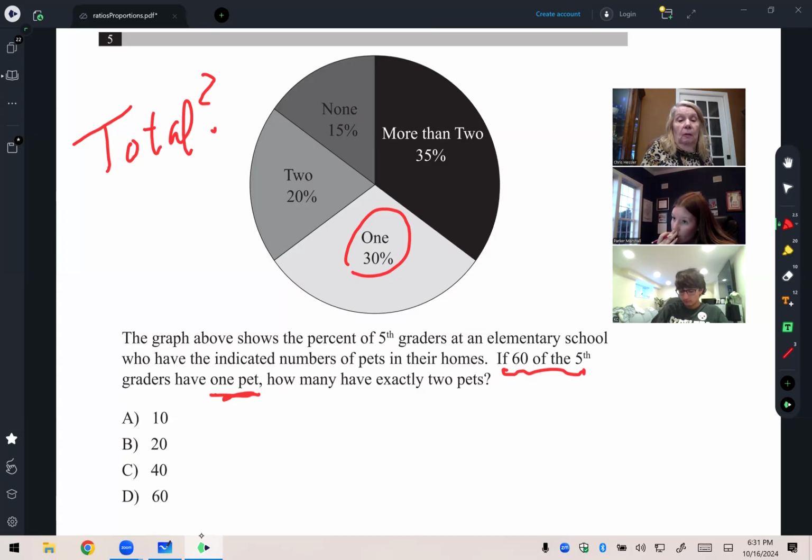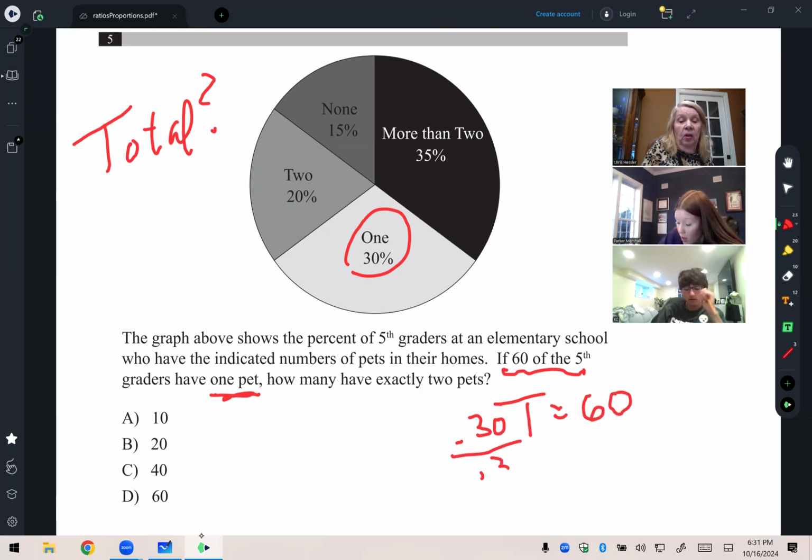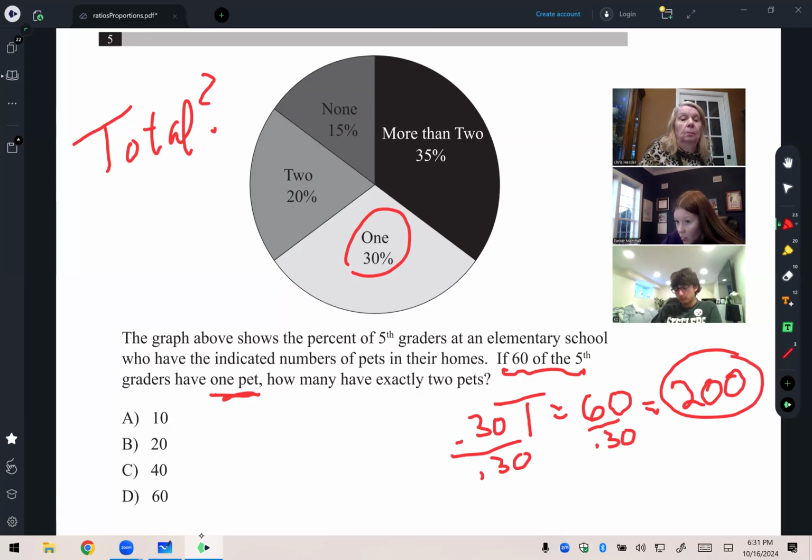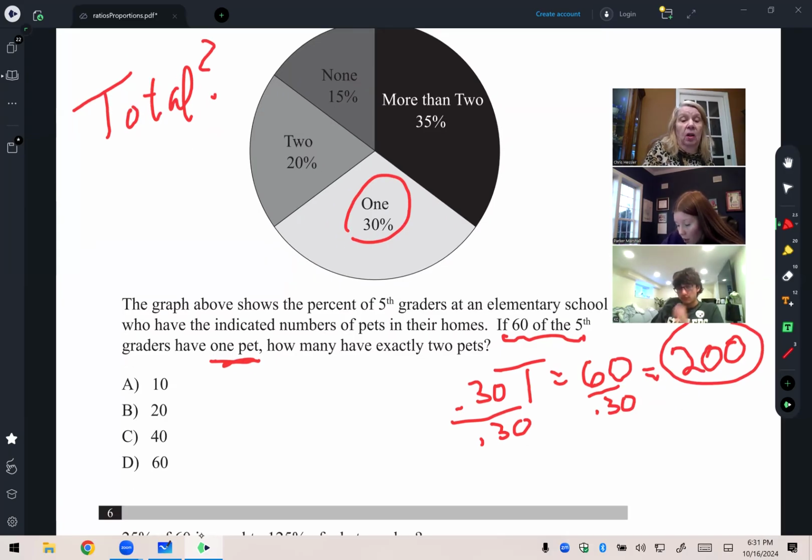So 30% of the total is 60. And I divide by 0.30, and I'm going to get 200 5th graders in the school. But now I want to know how many have 2 pets. Pretty easy. After I've got the total, which I got through this equation, this one would be a little harder.